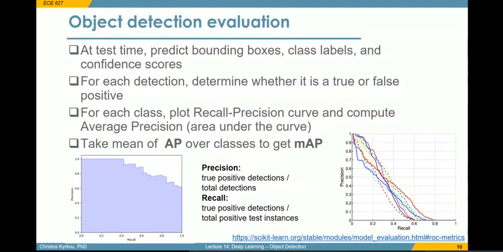Now, the area under the curve for each class is called the average precision. And we take the mean, so the average, of those average precision values, and we get the final score for our detector.